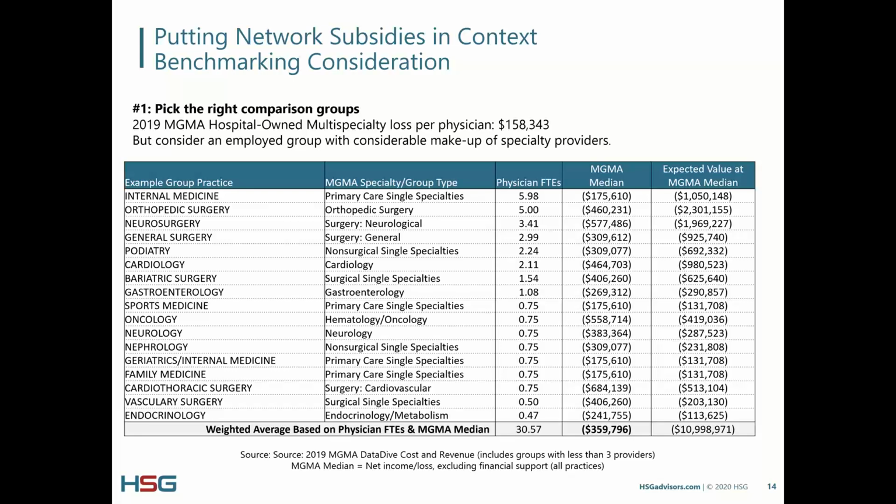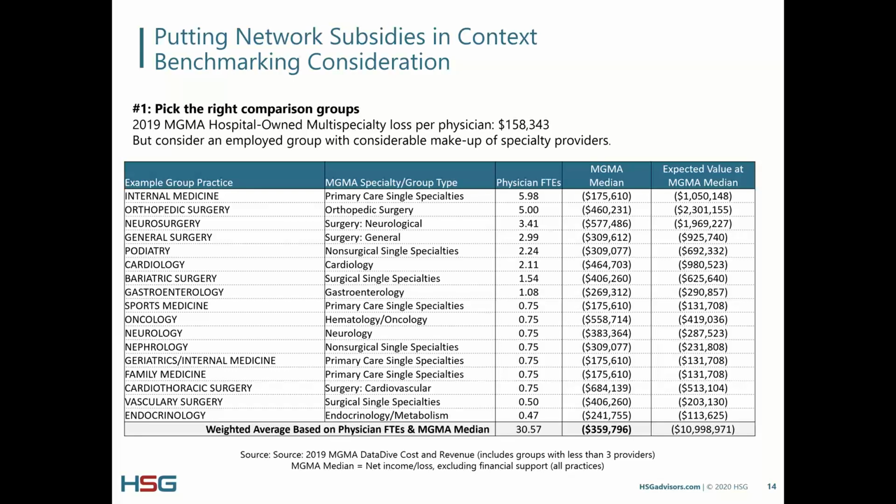And so what we did for this group, and what's on the screen here, is we went practice by practice and we said, hey, let's not use the multi-specialty. Let's use a benchmark that matches each individual practice, and then let's roll it up and create a weighted average. I'm not going to bore you with the details, but if you look all the way at the bottom of this table, what we can see is if we look at a weighted average based on the specialty types for each practice, this group should lose about $360,000 per physician. And that's because it's skewed so heavily towards surgeons.